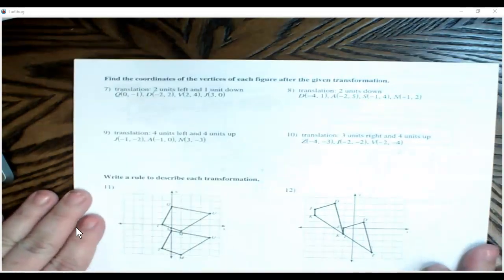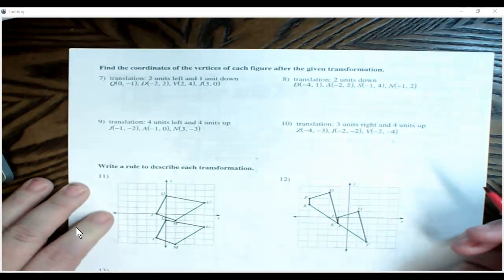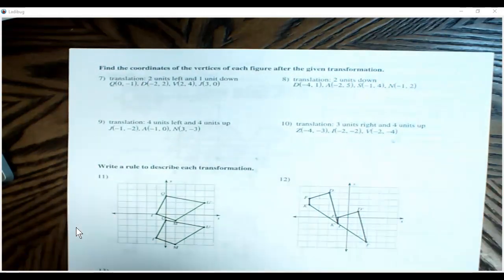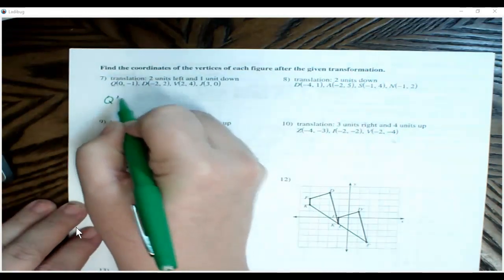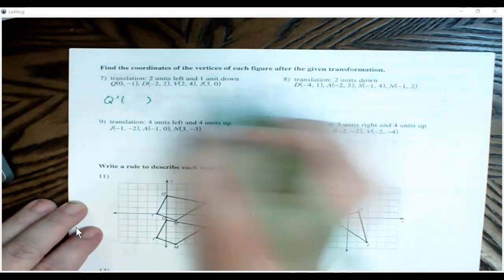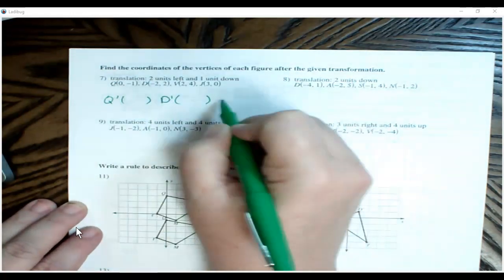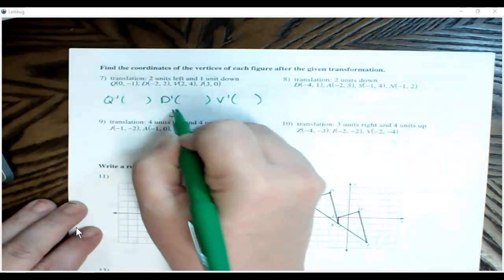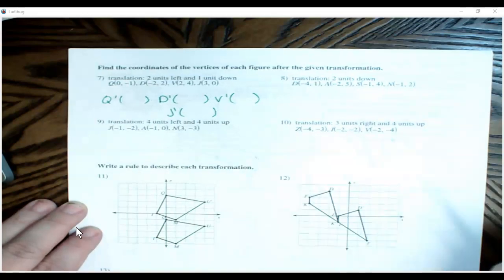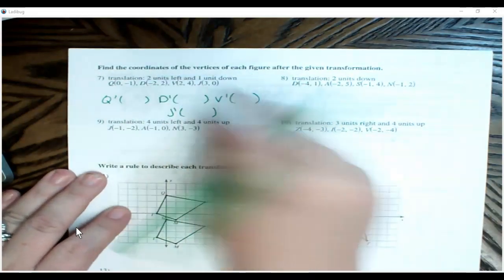On 7 through 10, they want you to find the new coordinates, so you're having to do the math. You're having to mathematically find what is Q prime, what is D prime, what is V prime, and then lastly, what is J prime. Okay? Now, to mathematically figure that out, we have to look at our descriptors.